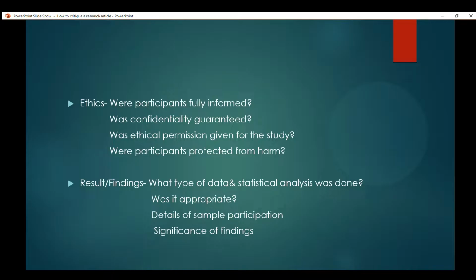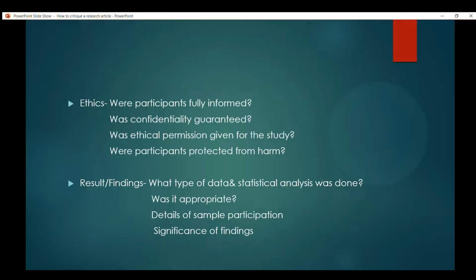And then, before even conducting the research, was ethical permission granted from the appropriate body? There are several bodies that grant ethical permission in different countries or in different states. So was the appropriate permission sought, and was it given? And then, were the participants protected from harm? What this means is that you're not allowed to administer any form of treatment or any form of research on an individual if you know it's going to cause them harm. You can't give a drug that you know is going to kill a person in a research. It is unacceptable, it is not ethical. So all these have to be checked out in the research.